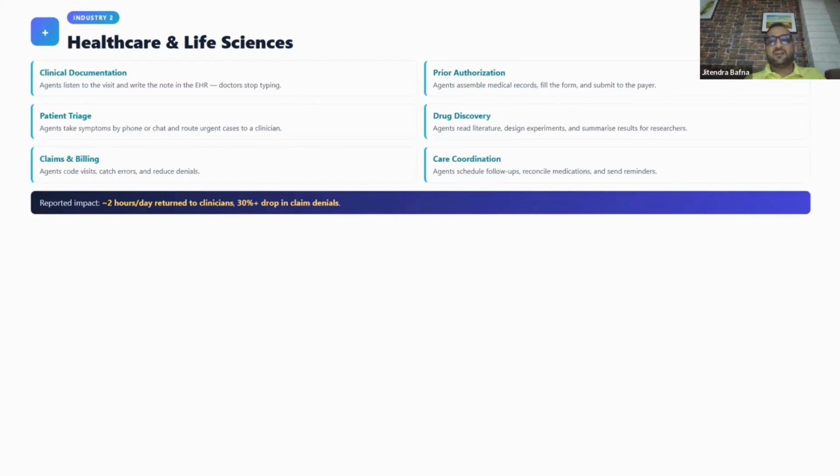Drug discovery: there is a lot of literature available for creating medicines, and an agent can read that literature and previous design experiments and summarize the results for the researchers. Care coordination: the agent schedules follow-ups, reconciles medication, and sends reminders. It can help in booking appointments for the patient, and it can also provide previous medical reports and history, if available.